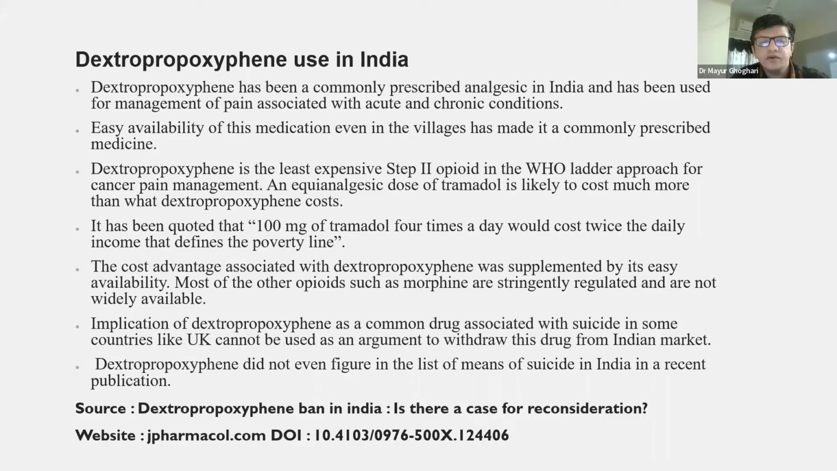Most of the other opioids, such as morphine, are stringently regulated and not widely available. Its implication as a common drug associated with suicide in some countries like the UK cannot be used as an argument to veto this drug from the Indian market. Dextropropoxyphene did not even figure in the list of means of suicide in India in a recent publication.